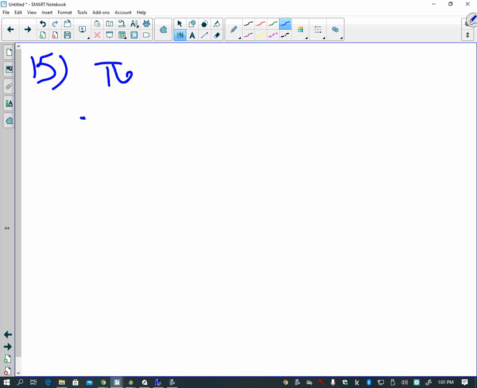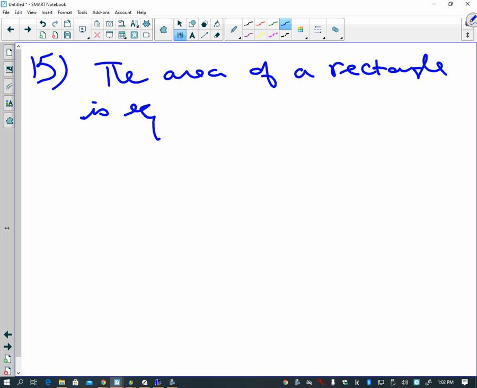The area of a rectangle is equal to, let's see, let's find out what they've got here. Let's see. Okay. Okay. Let's try, let's see. X squared plus, what's our other part here?